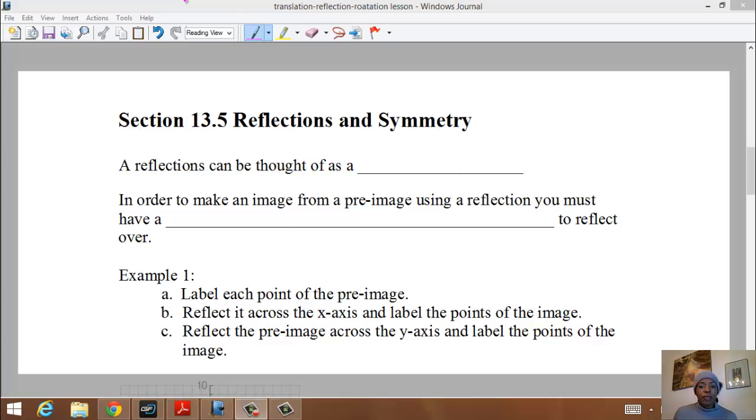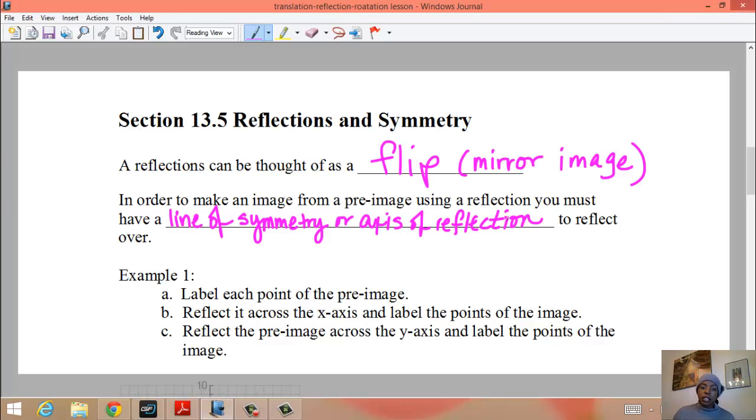So 13.5, Reflections and Symmetry. A reflection can be thought of as a flip, a mirror image. In order to make an image from a pre-image using a reflection, you must have a line of symmetry or an axis of reflection to reflect over. Okay, so let's take a look at this first example.